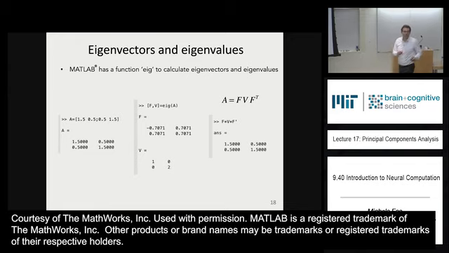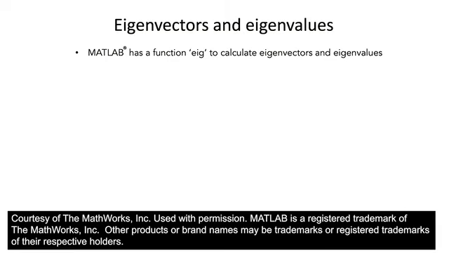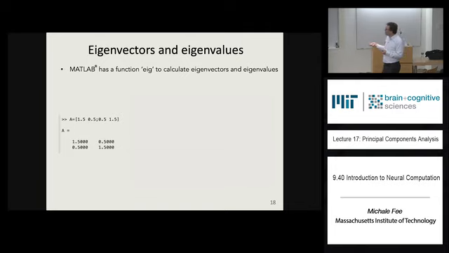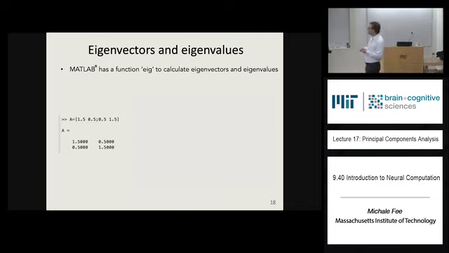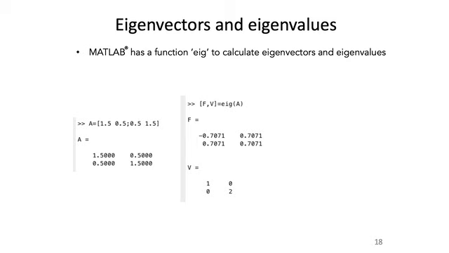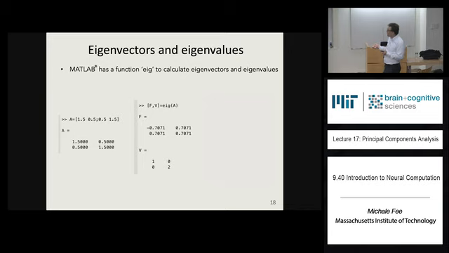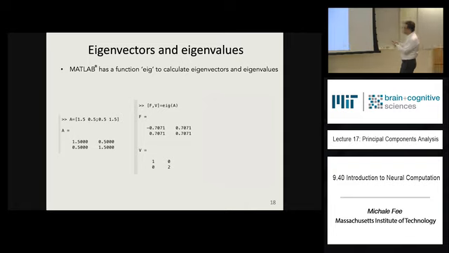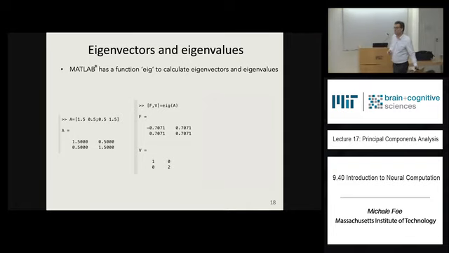So what you typically do is just use the eig function in MATLAB. If you use this function eig on a matrix, it will return the eigenvectors and eigenvalues. Here I'm constructing a matrix A: 1.5, 0.5, 0.5, and 1.5. If you use the eig function, it returns the eigenvectors as the columns of this matrix and the eigenvalues as the diagonals of this matrix. You pass it arguments: F, V equals eig of A, and it returns eigenvectors and eigenvalues. Any questions about that?